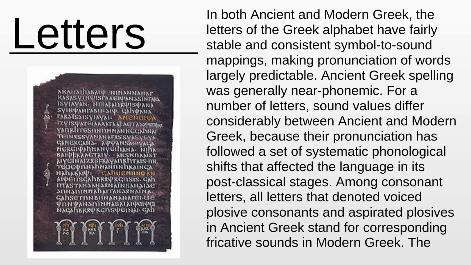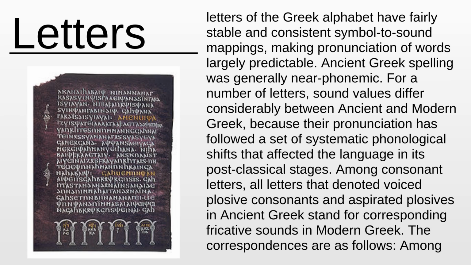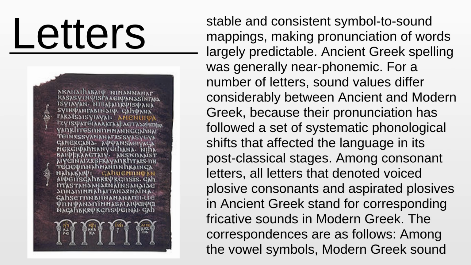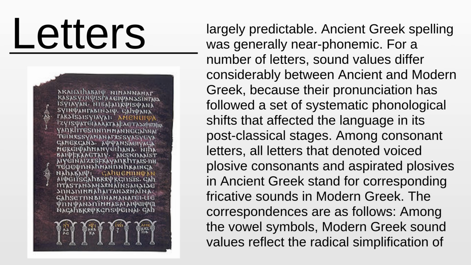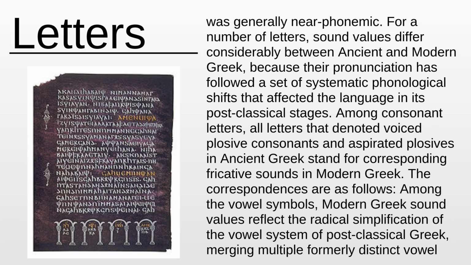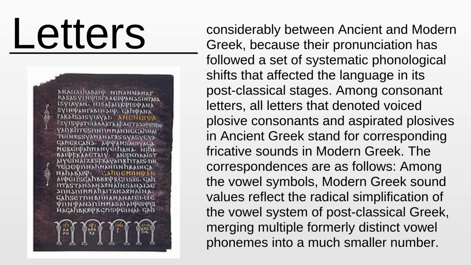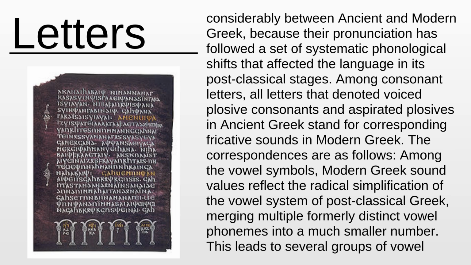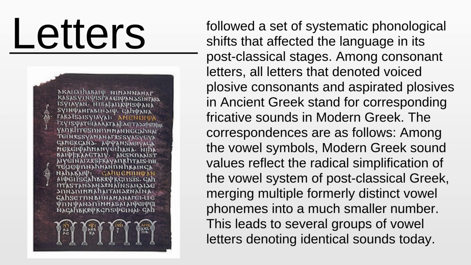Letters. In both ancient and modern Greek, the letters of the Greek alphabet have fairly stable and consistent symbol-to-sound mappings, making pronunciation of words largely predictable. Ancient Greek spelling was generally near phonemic. For a number of letters, sound values differ considerably between ancient and modern Greek, because their pronunciation has followed a set of systematic phonological shifts that affected the language in its post-classical stages.